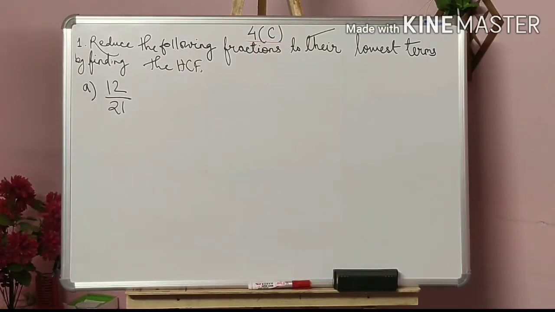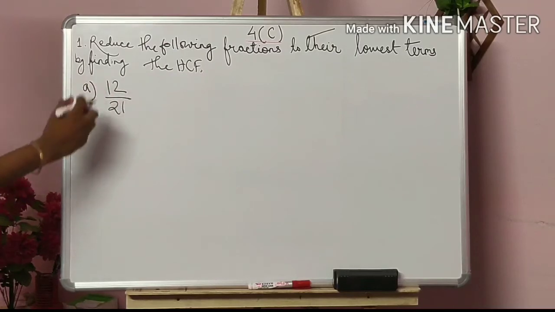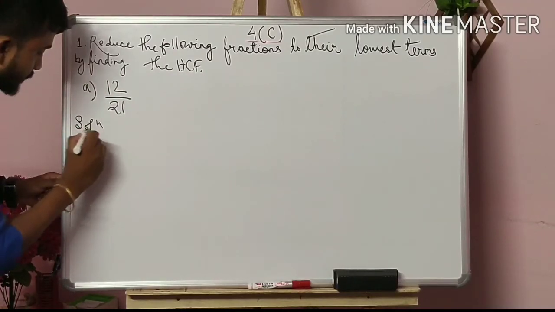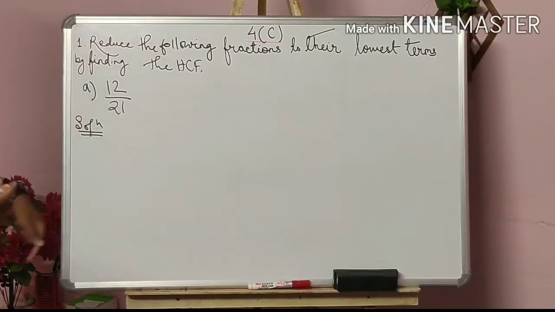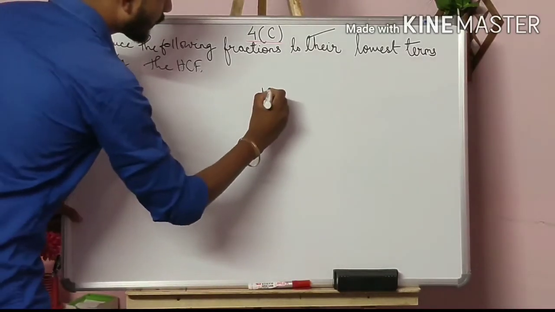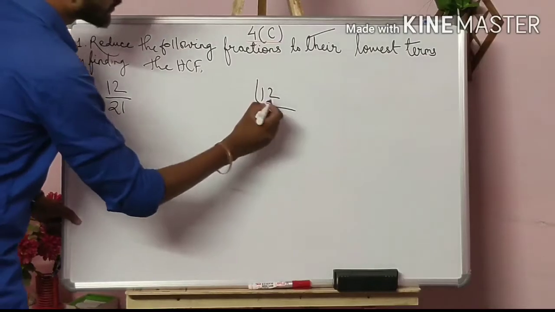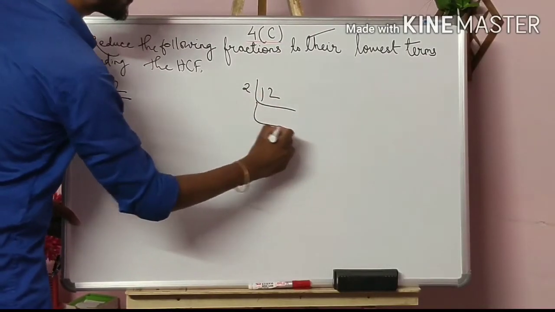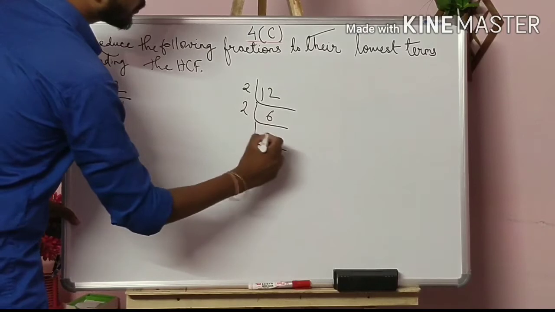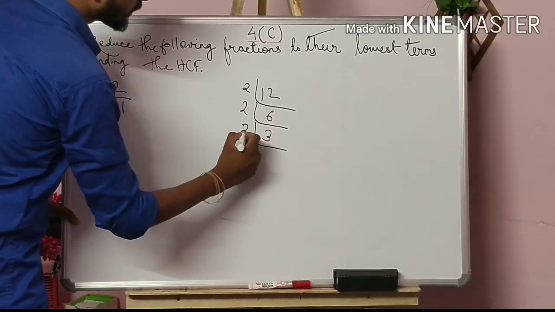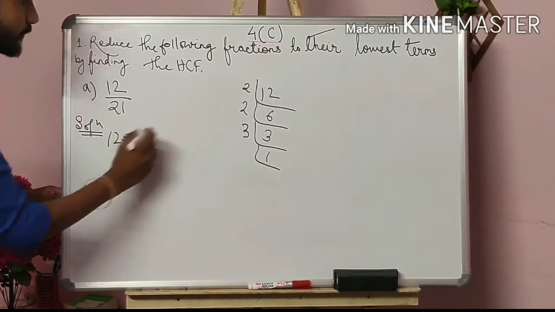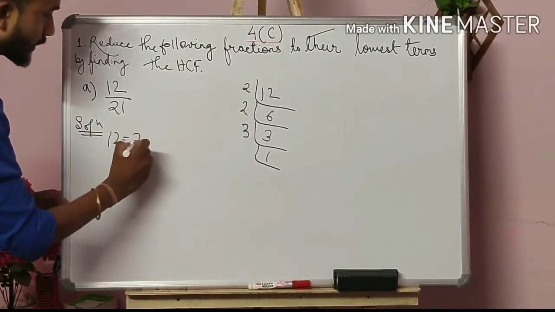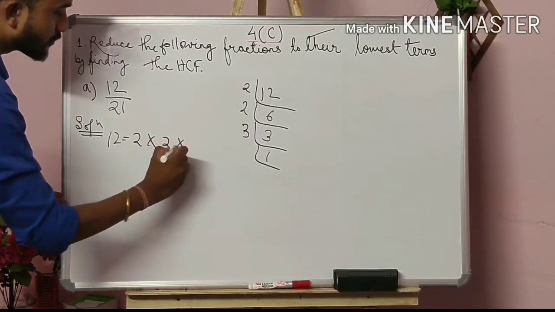So first of all we have to find the HCF of 12 and 21. So writing the solution here, first of all you have to find the HCF of 12 and 21. I am doing this by the prime factorization method, you also have to do it. For 12, do the prime factorization like this. I think it will come in 2 steps. 2 sixes are 12, again 2 threes are 6, again 3 ones are 3. So we have got the prime factorization of 12: 2 into 2 into 3. So you have to write 2 into 2 into 3.